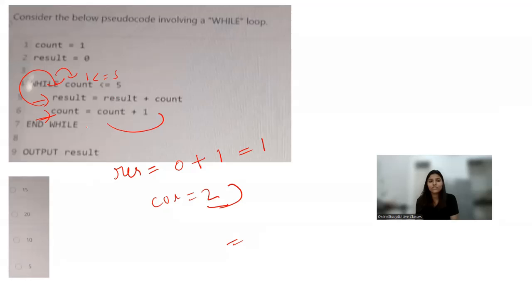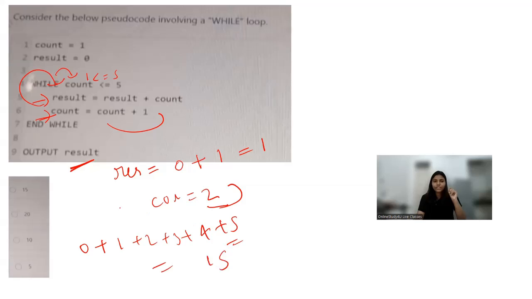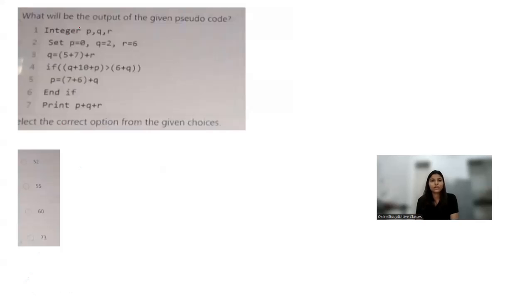And what we need to print is the result. We have seen that every time we are adding the updated count value to the result. So result was 0 only, and every time we are updating the count value. That means 1 plus 2 plus 3 plus 4 plus 5, till 5. So when we take the sum of all these, we will get 15, and 15 will be the correct answer for this question. I hope it is clear. Okay, so let's move on to the next question now.